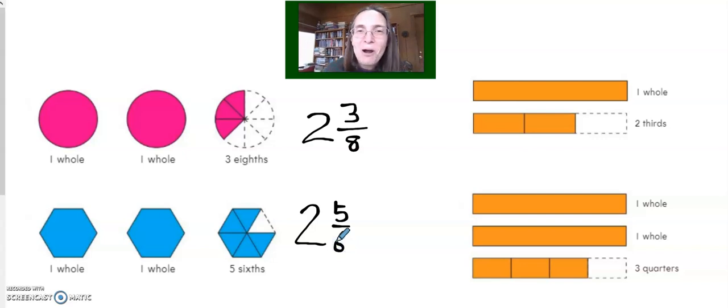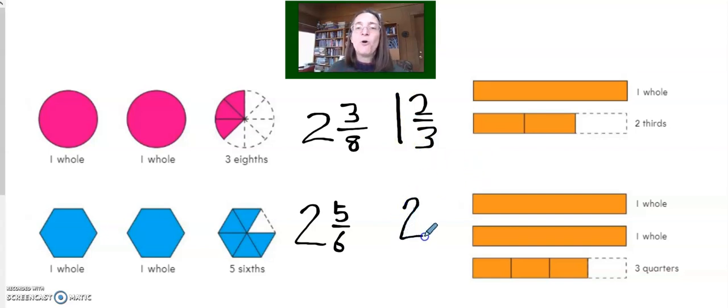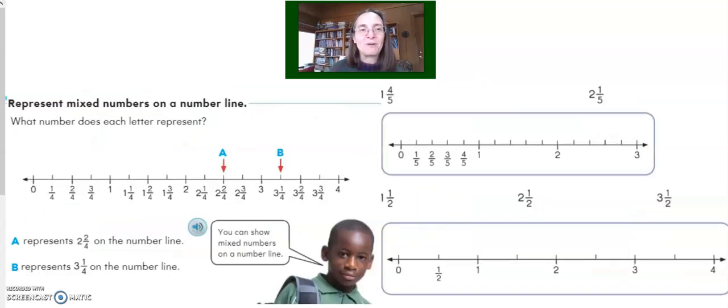Now you know me and bar models. Look, we can do such cool bar models with mixed numbers. It's 1 whole here and 2/3 here. So for this one, I would write the 2/3, and I did this a little backwards. I probably should have written the 1 first. Down here, I've got 2 whole bars, and I've got 3/4 of a bar, which is also known as 2 and 3/4. So many ways to write mixed numbers.